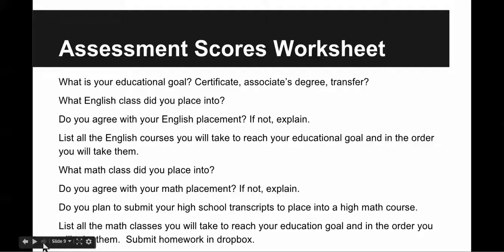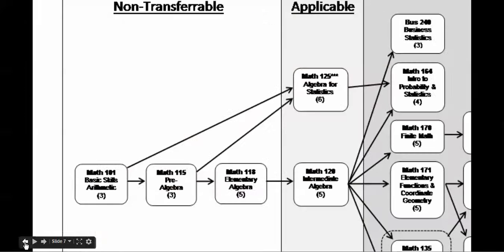The next thing I would like to go over, and I kind of jumped ahead here. Let me just go back to the math flowchart, the sequence of math courses. Now again, this sequence starts with the most basic math class, building up to statistics and calculus. So the first level of math is Math 101, Basic Skills Arithmetic. It teaches basic math skills, including natural numbers, common fractions, and decimal fractions.